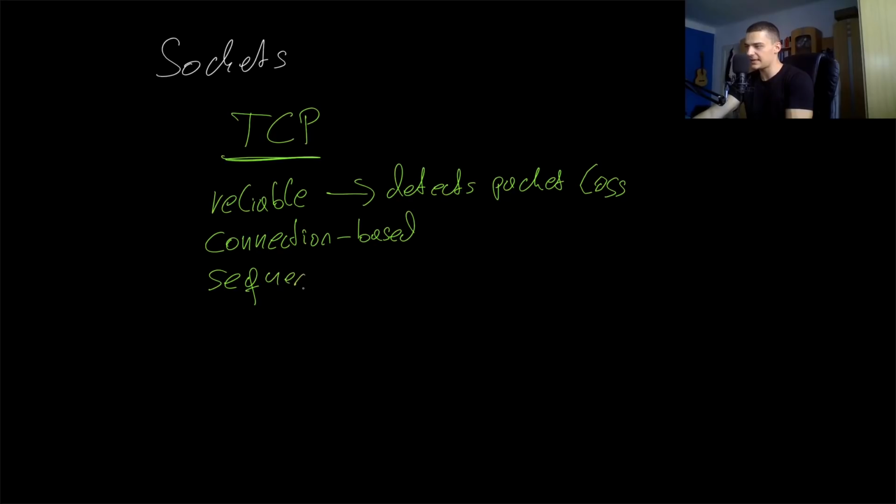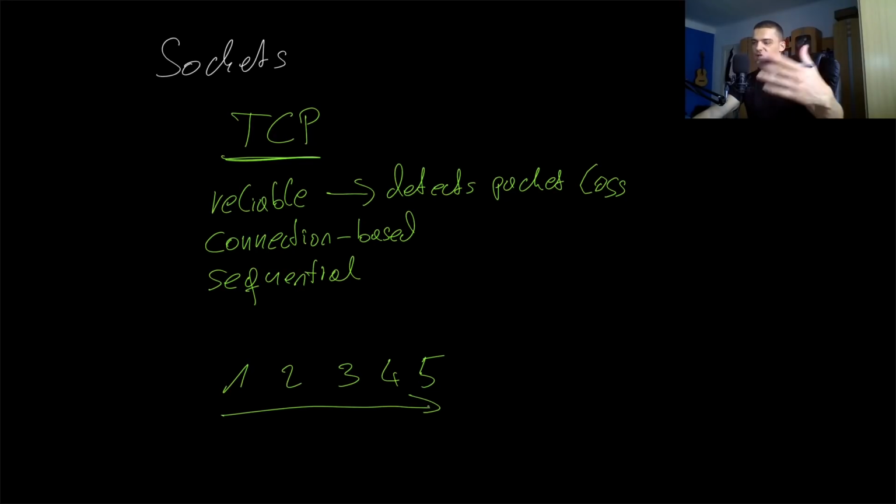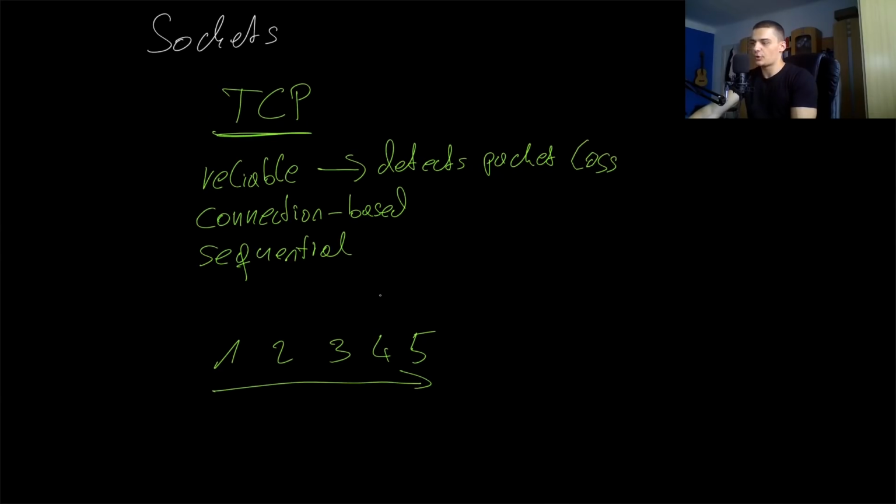So basically in TCP, you send one message, another message, another message, another message, and another message, and that is the order that the other communication endpoint is going to receive the packets in. So 1, 2, 3, 4, 5. In UDP, that's not the case. In UDP, you send the packets and maybe they're going to arrive in a different order. You're just sending them. Maybe they get lost. Maybe they arrive in a different order. So you don't have this sequentiality here.